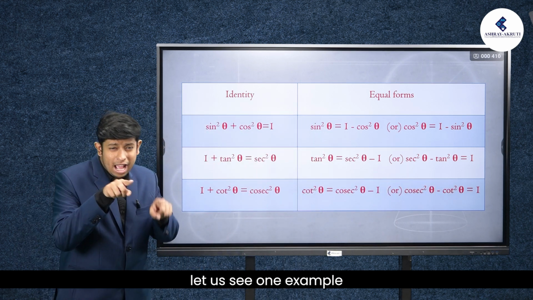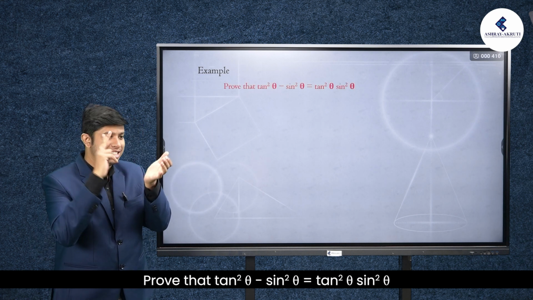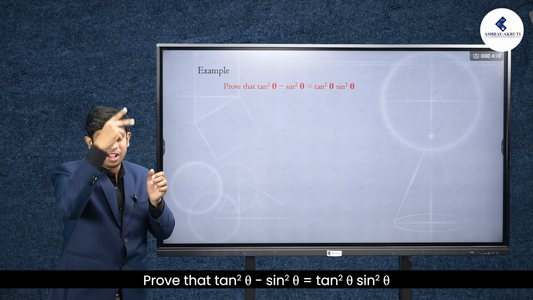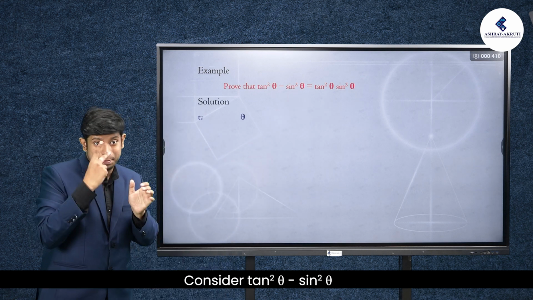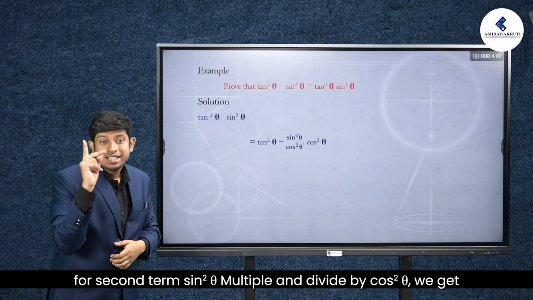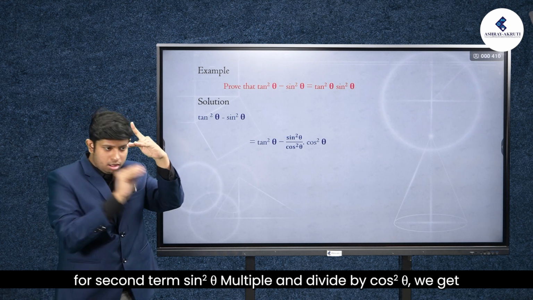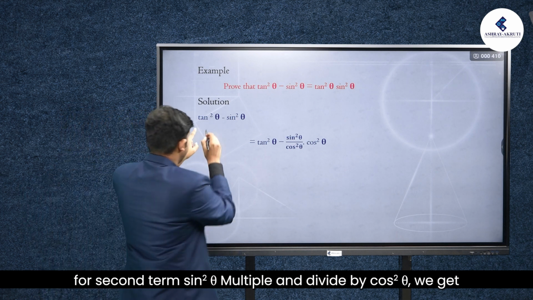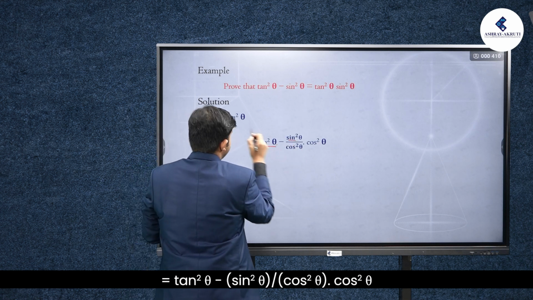Let us see one example. Prove that tan square theta minus sin square theta is equal to tan square theta into sin square theta. Solution. Consider tan square theta minus sin square theta. For the second term, that is sin square theta, multiply and divide by cos square theta. We get tan square theta minus sin square theta by cos square theta into cos square theta.